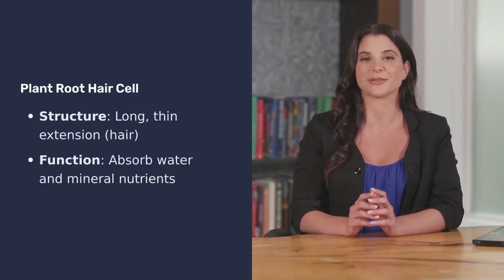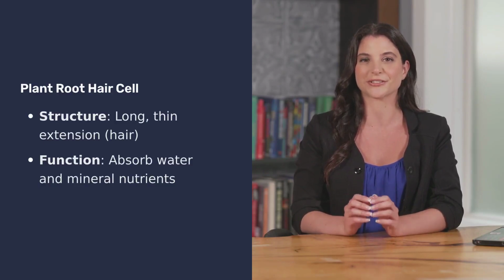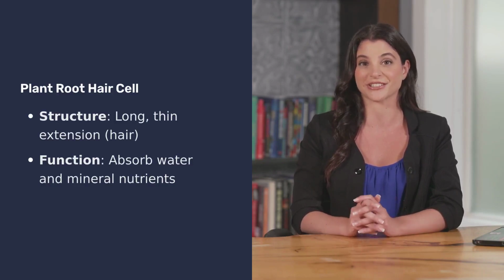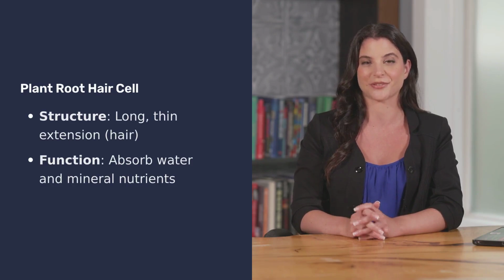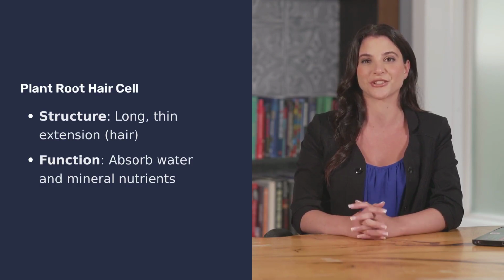Moving to the plant kingdom, consider a root hair cell. Structurally, it's an epidermal cell of a plant root with a long, thin extension, or hair. This dramatically increases its surface area. The function of this increased surface area is to efficiently absorb water and dissolved mineral nutrients from the soil, which are absolutely essential for the plant's growth and survival.